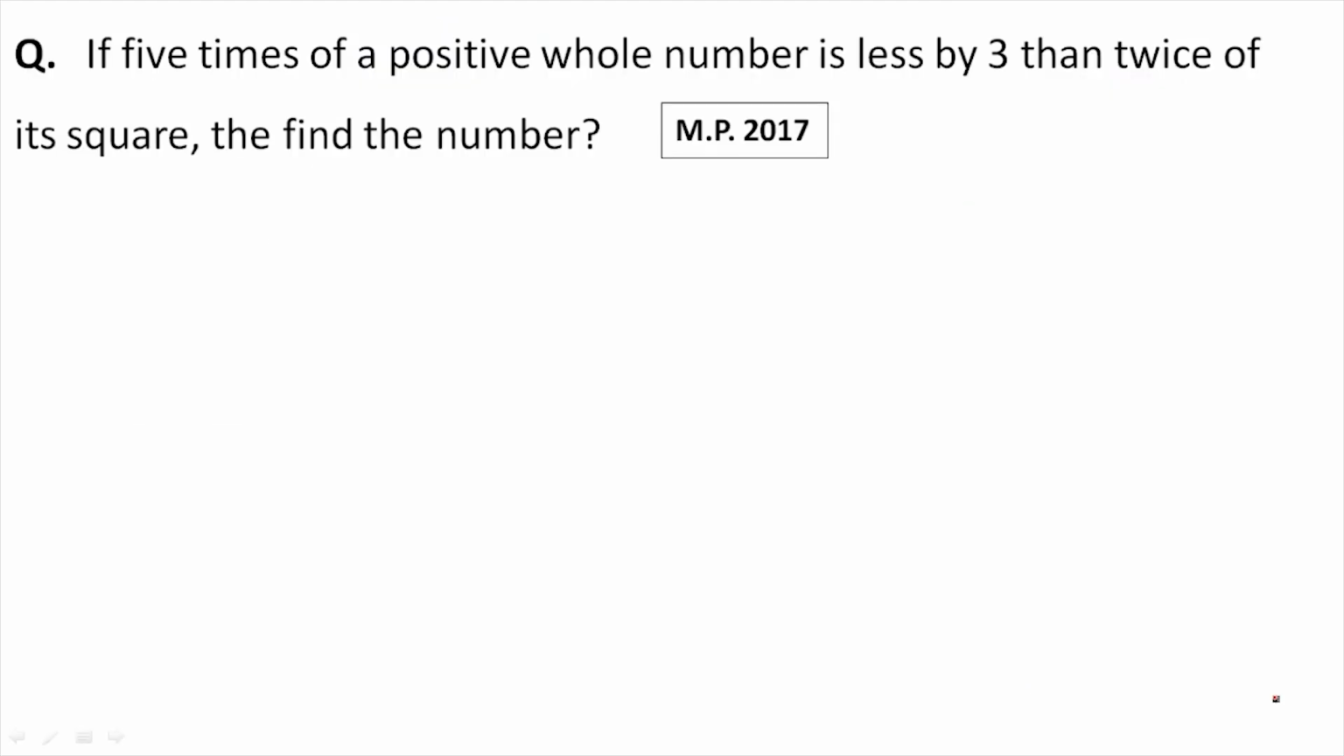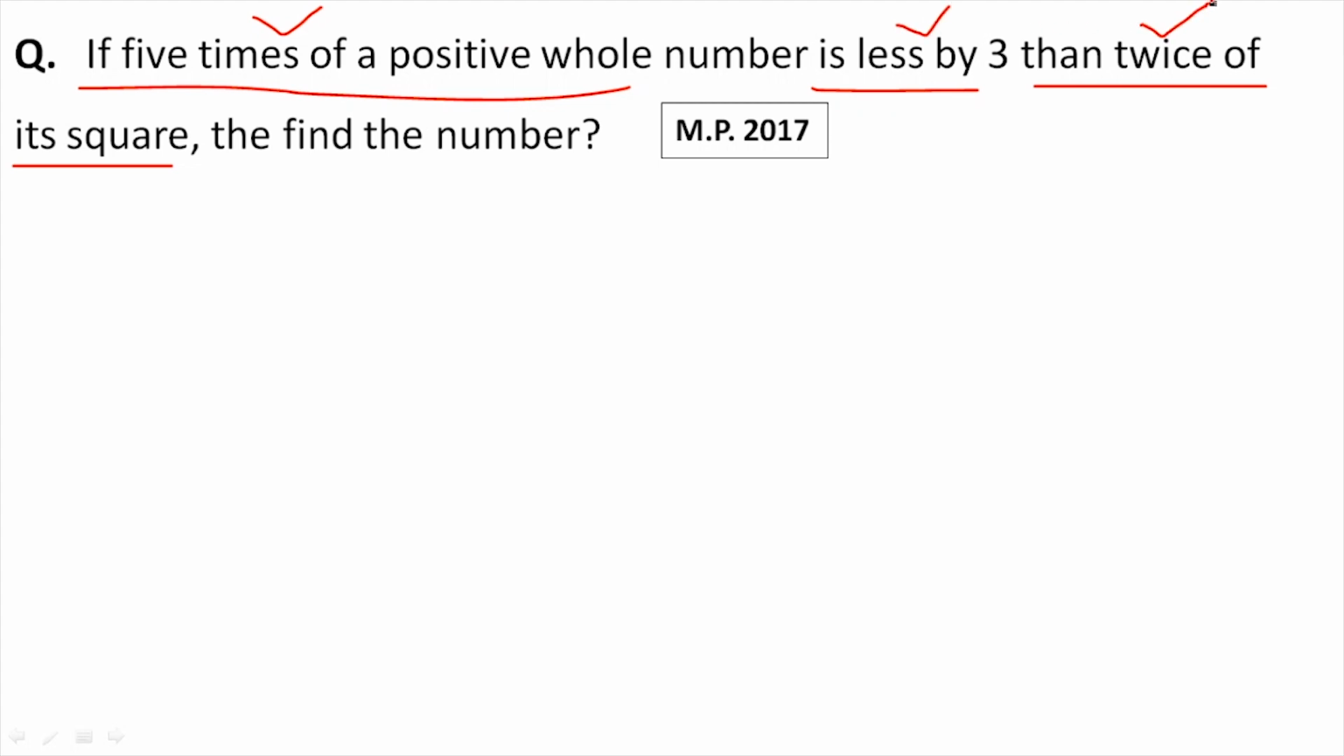The first problem says, let's go to the question. If 5 times a positive whole number is less by 3 than twice its square, find the number. So the condition is given as 5 times the positive whole number is less by 3 than twice its square. Solution: let the number be x. We will assume the number to be x.